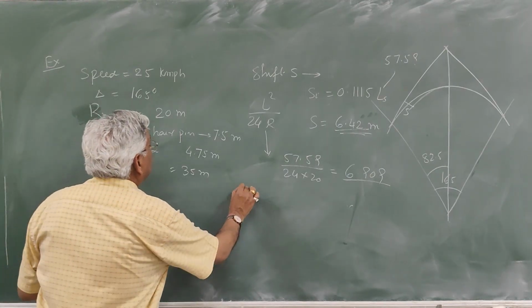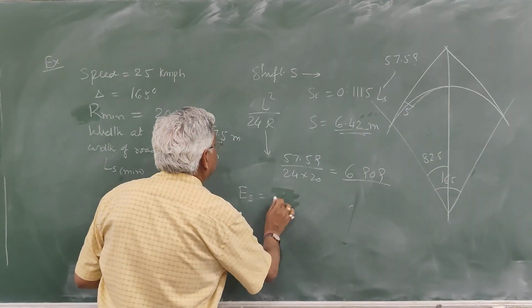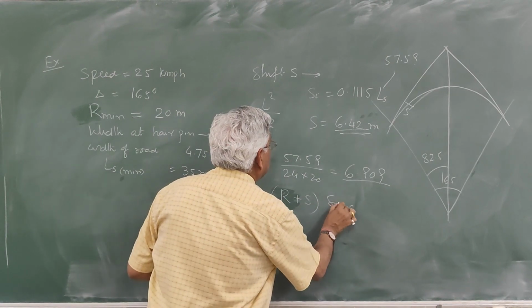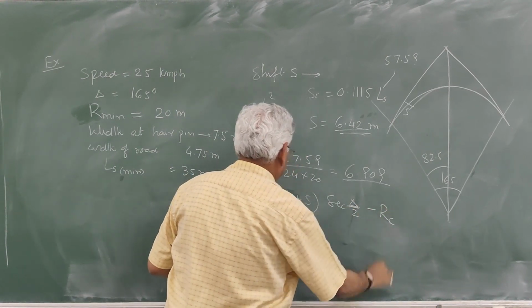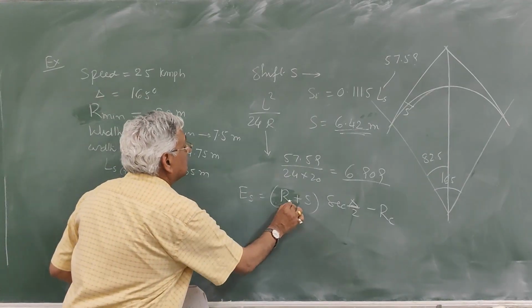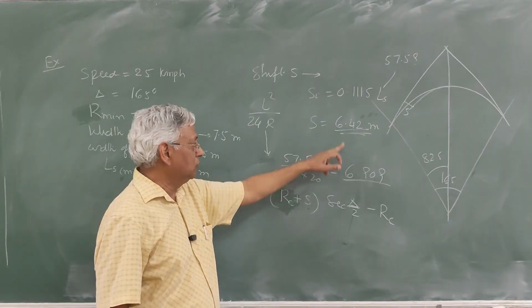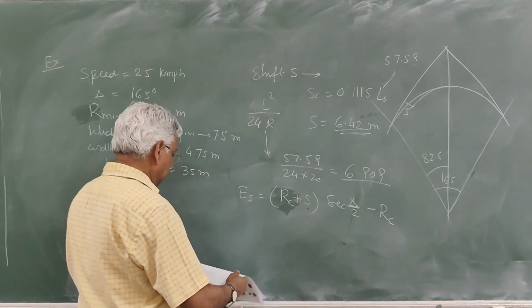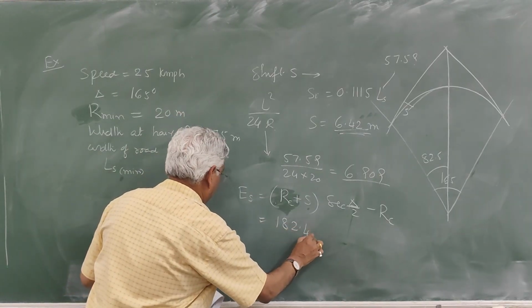Similarly, you can now find out what is ES, that is the apex distance, that is (RC plus S) into sec of delta by 2 minus RC. You know all, RC is 20, S is 6.42, delta is 82.5. So you can calculate this value, that is 182.41 meter.